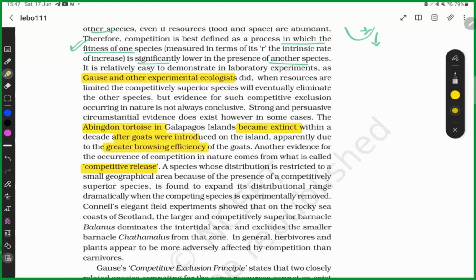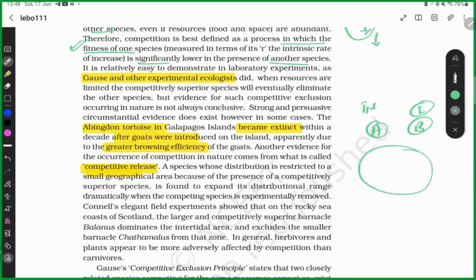And what is the competitive release phenomenon? Competitive release is when a species whose distribution is restricted to a small geographic area because of the presence of a competitively superior species expands its distribution range dramatically when the competitor is removed. If there are two species, species A is the inferior species and species B is the superior species.